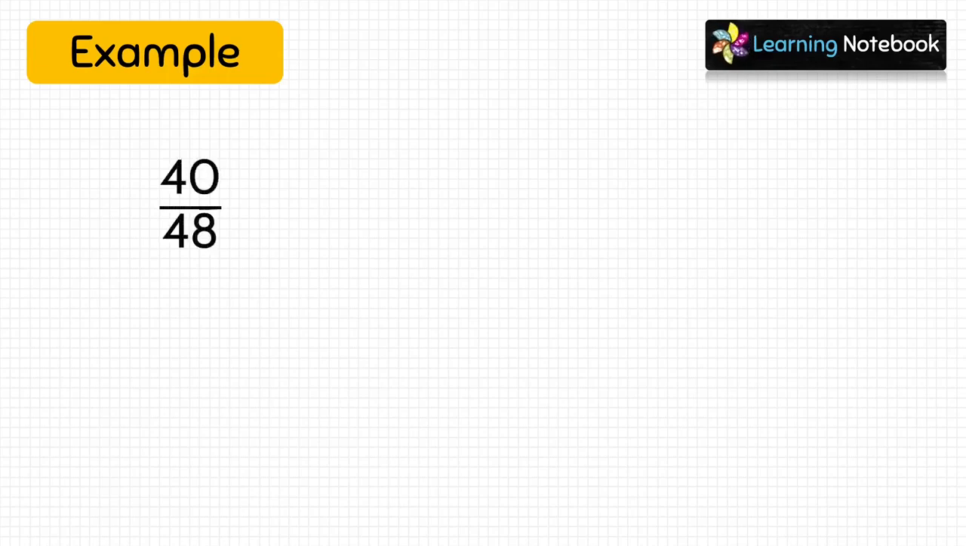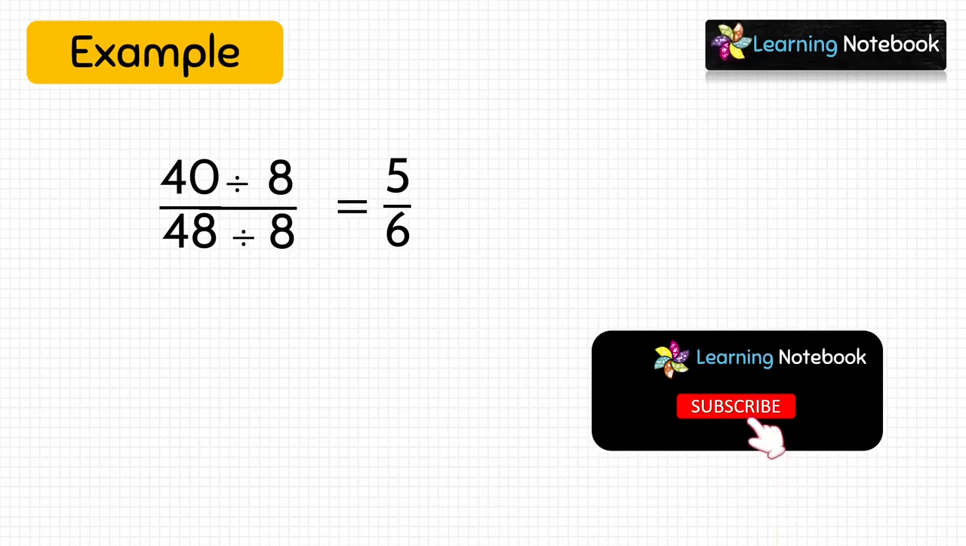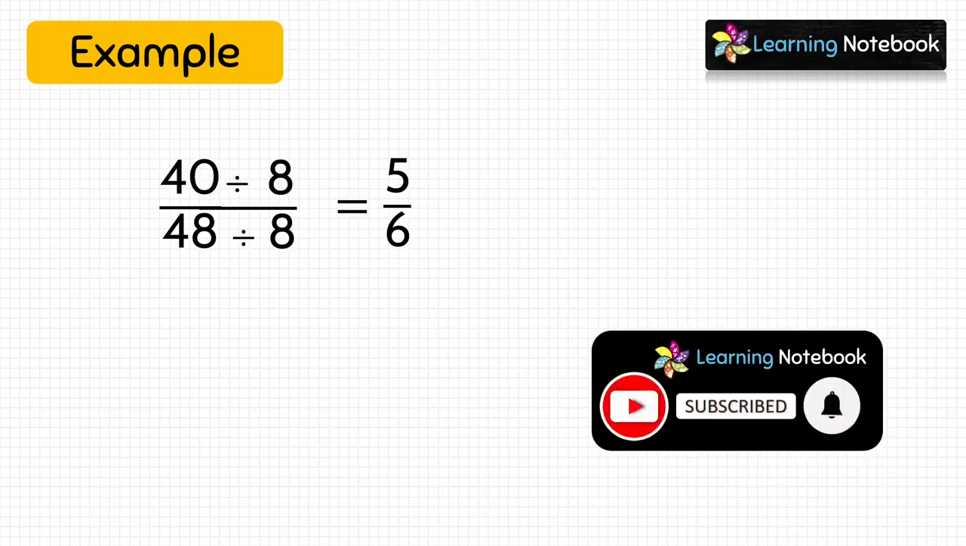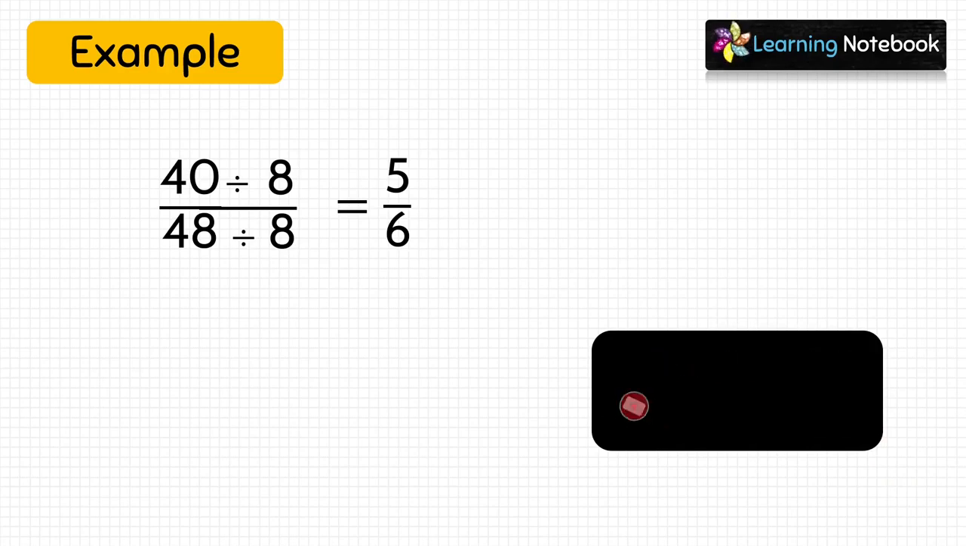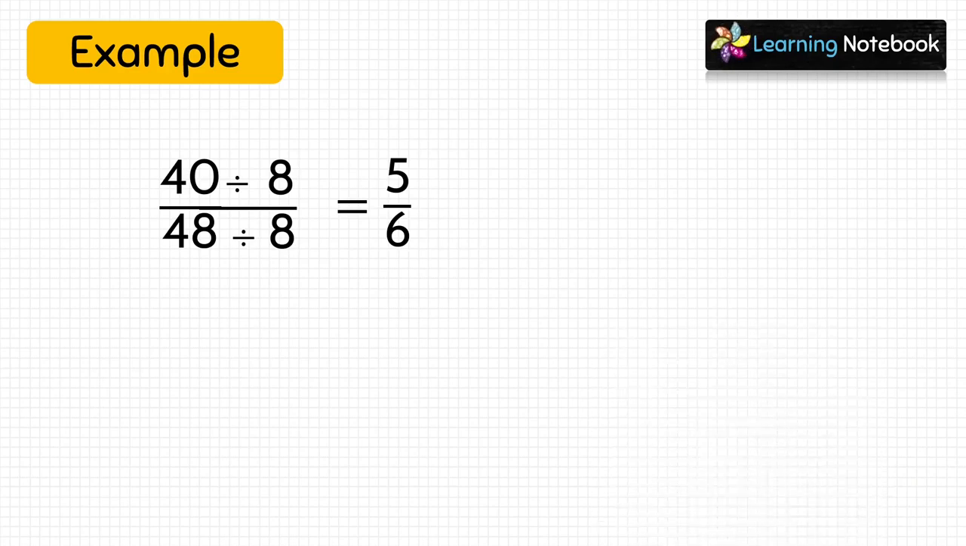Students, we can also reduce the same fraction 40 by 48 by dividing numerator and denominator by 8. Or you can divide numerator and denominator by 4 first and then divide by 2. We will get the same answer in all these cases, as 5 by 6.